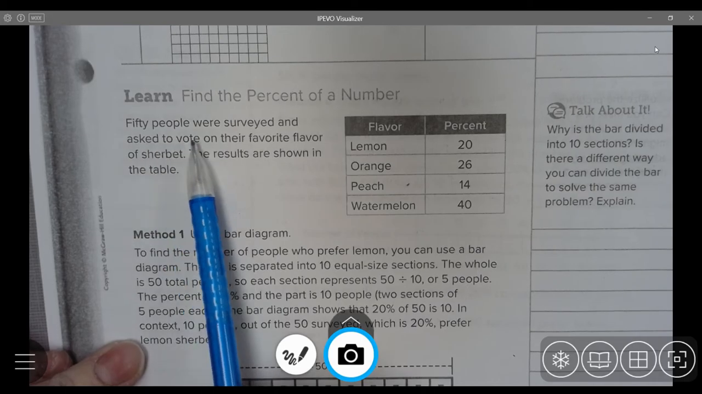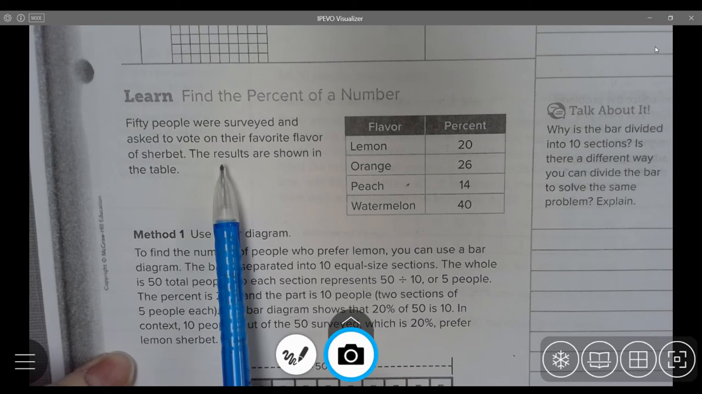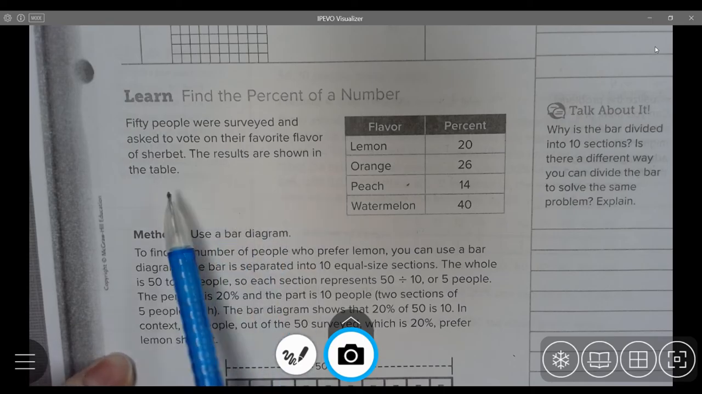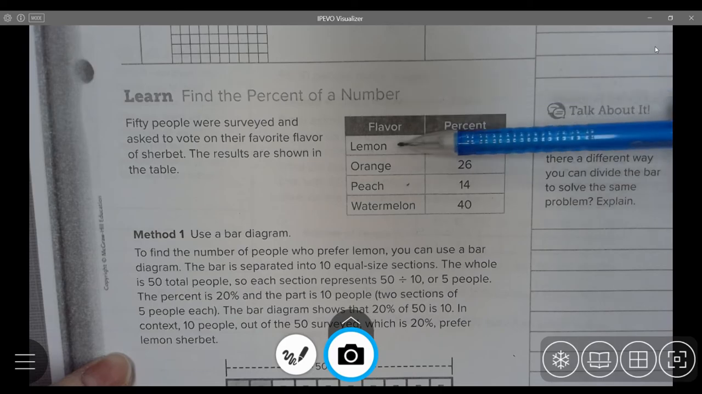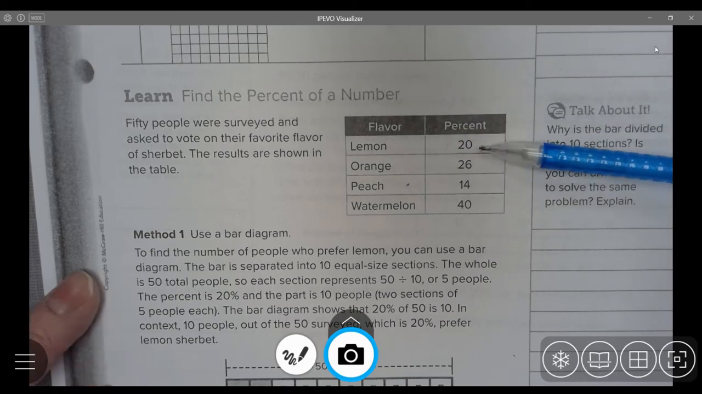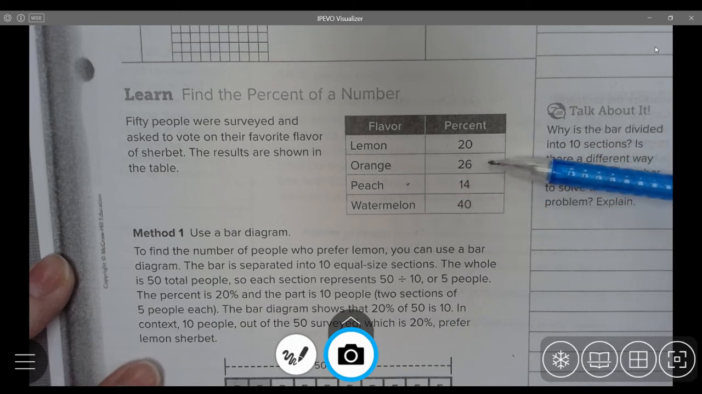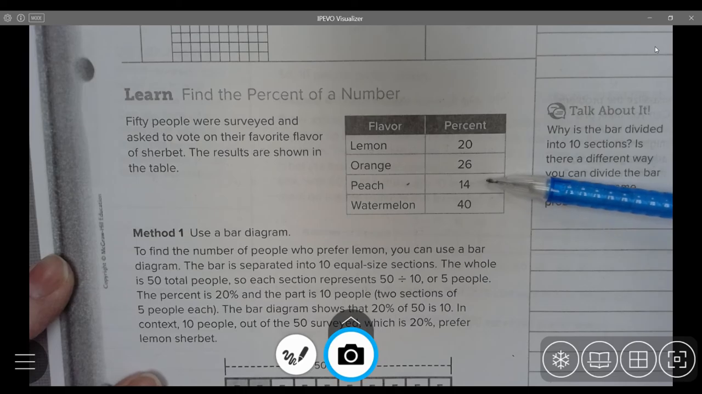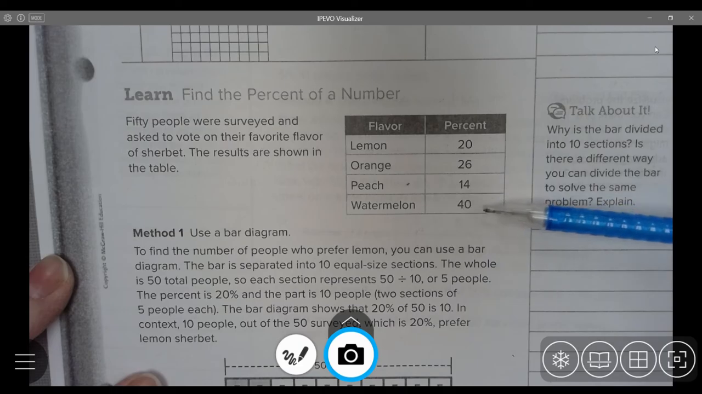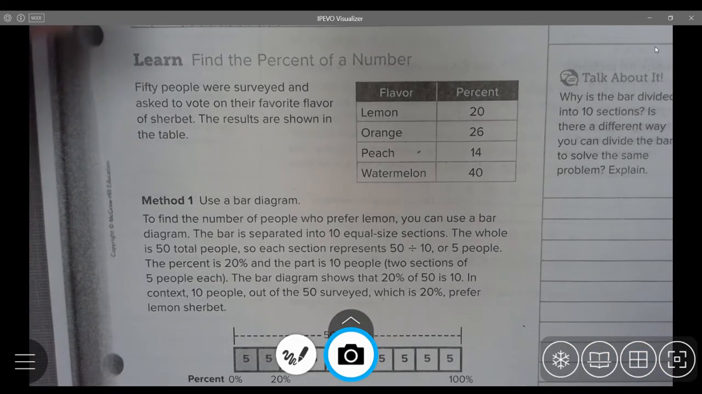The question is, 50 people were surveyed and asked to vote on their favorite flavor of sherbet. The results are shown in the table. Here's the table. Their flavors: lemon sherbet, 20% had as their favorite. Orange was 26%. Peach was 14%. Watermelon was 40%. Method 1. Use the bar diagram.